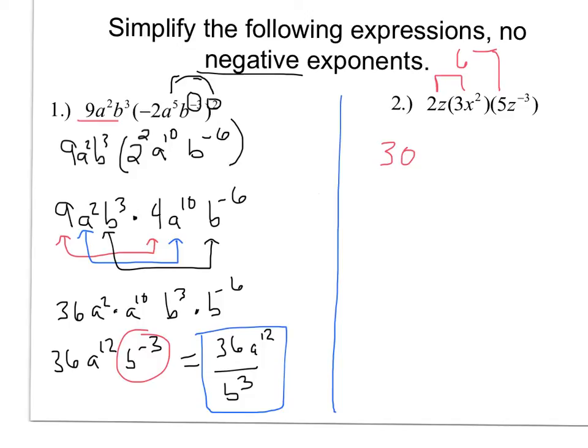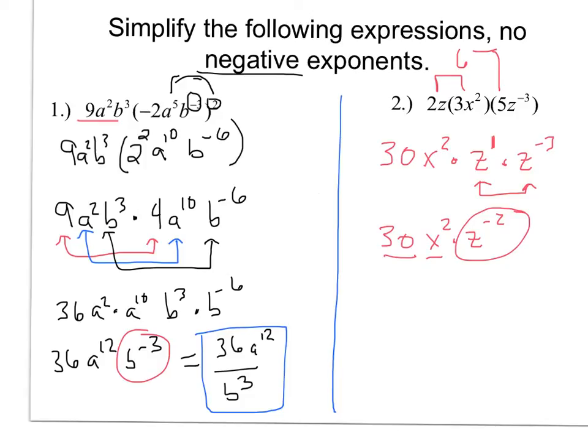And we generally write them in alphabetical order. I have an x squared that's being multiplied. There is no other x term. And then I have a z to the first times z to the negative 3. So I have terms that have the same base. What do I do with their exponents? I add them together. So I have 30x squared times z to the negative second. Well, because I have a negative exponent, I have to flip it. And remember, this is the only one that gets flipped because this is the only variable that has the negative exponent. The 30 and the x stay at the top. Nothing else can be reduced. That is my final answer.